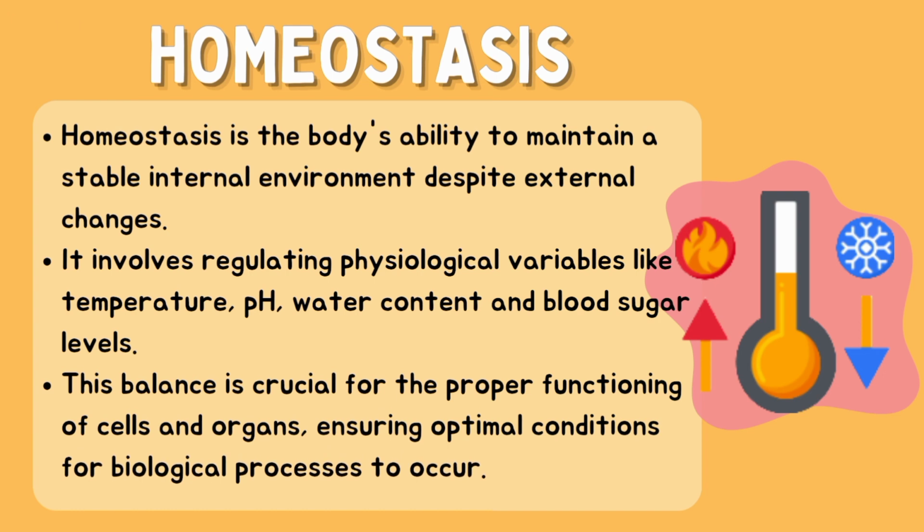Homeostasis, the cornerstone of our body's functionality, is the body's ability to maintain a stable internal environment despite external changes. It involves regulating various physiological variables like temperature, pH, water content, and blood sugar levels within a narrow range. This balance is crucial for the proper functioning of cells and organs, ensuring optimal conditions for biological processes to occur. Think of it as a thermostat that maintains a stable temperature within a room, except on a much grander scale.